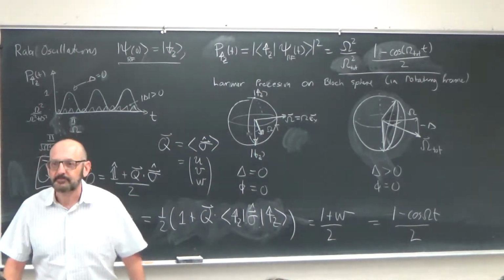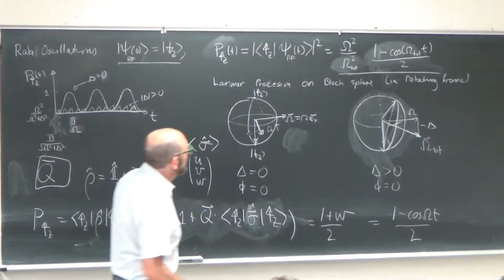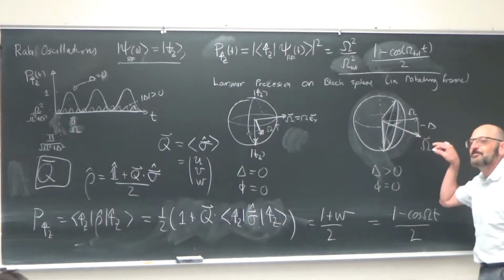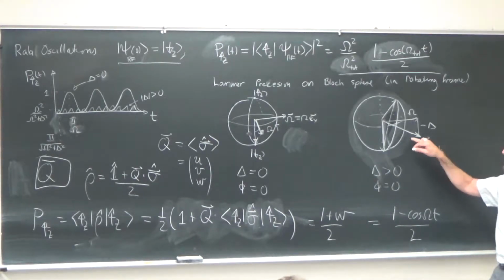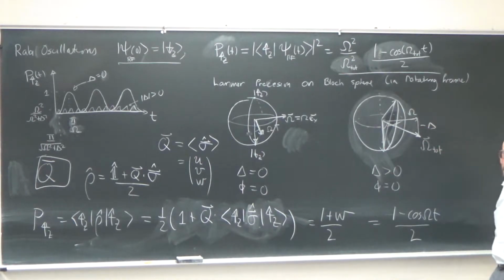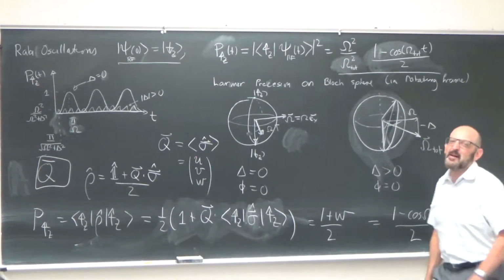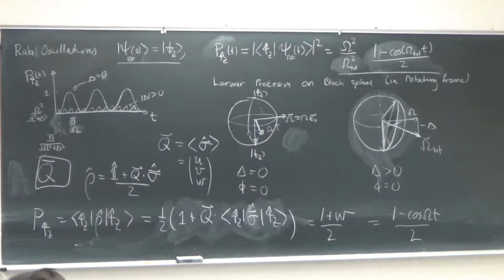Yes, this is the case for on resonance. But off resonance, you think about that geometry. So now you have to think about what this angle is and what that probability is as a function of time. You have to do a little bit of geometry. I'm not going to do it for you, but it's not that hard. All right.